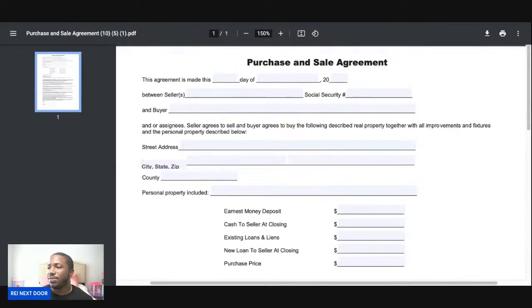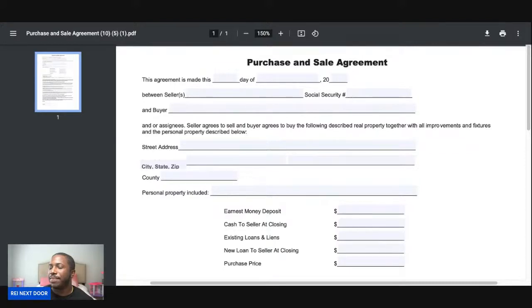Seller agrees to sell, and buyer agrees to buy the following described real property together, right? With all improvements, fixtures, personal property described below. So, bam, there you go. That's where you put the street address. So if it's 123 Apple Street in Tacoma, Washington, you put 123 Apple Street right here. Then you put Tacoma, Washington, zip code, and then county, and then the personal property included.